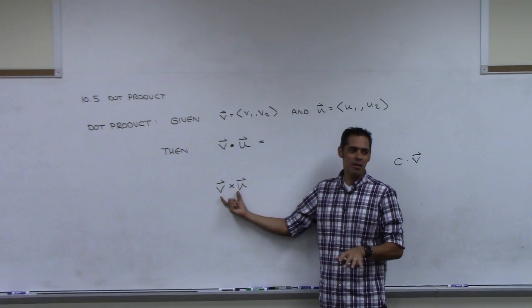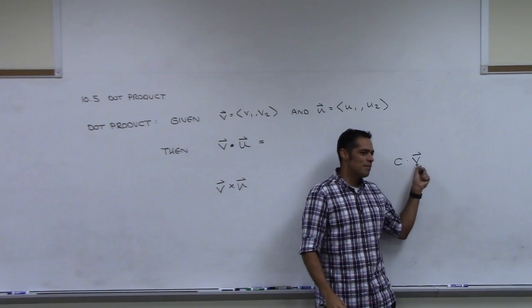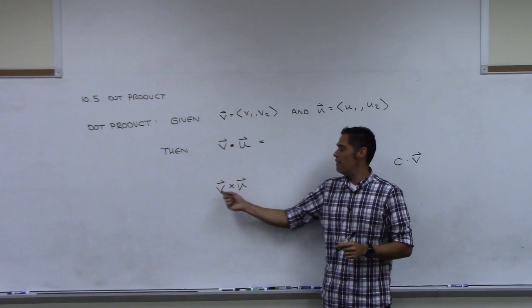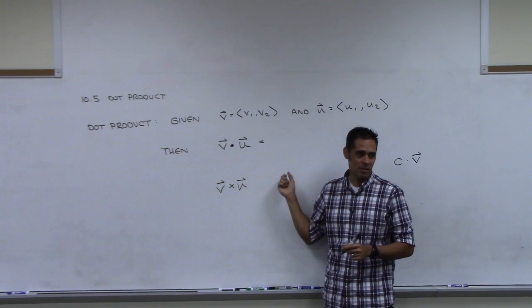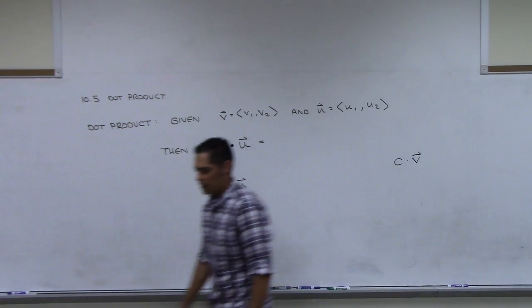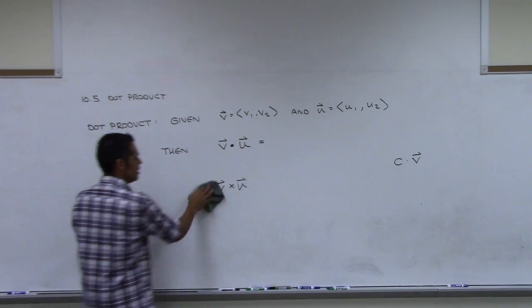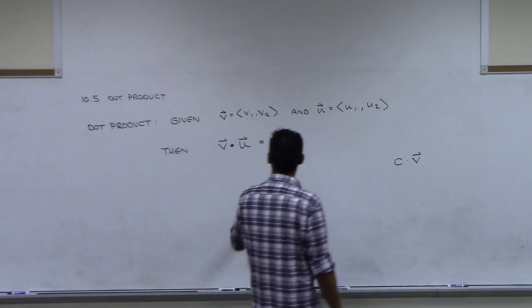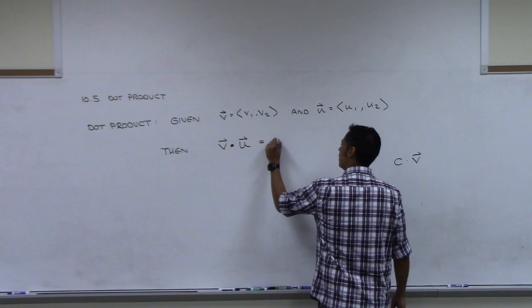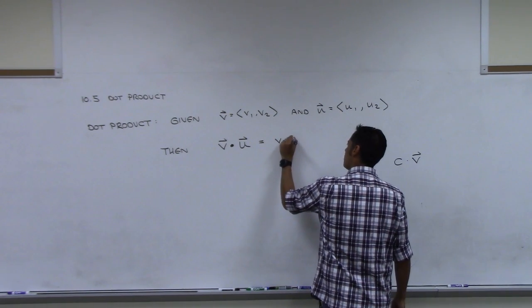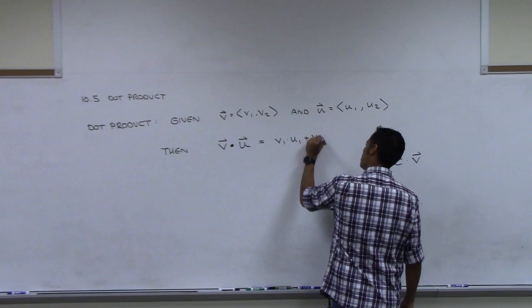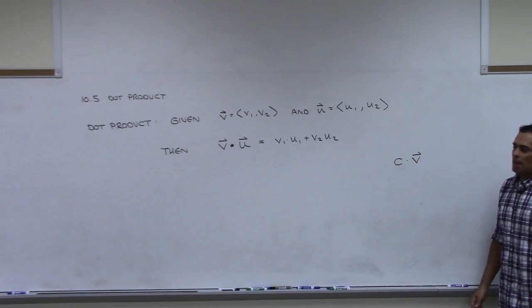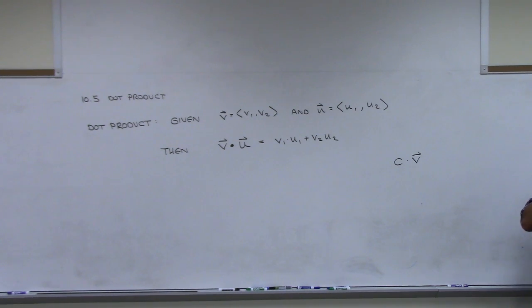This is where things start to get weird. A number times a vector gives you a vector. A vector dotted with a vector gives you a number. A vector crossed with a vector gives you a vector. It gets weird, all right? We are not doing cross, but here's the actual answer. This is going to be v1 times u1 plus v2 times u2. It's a very clean and easy computation to do.